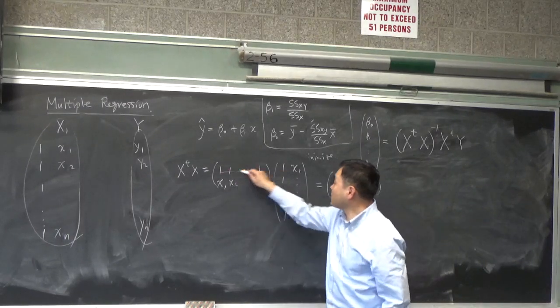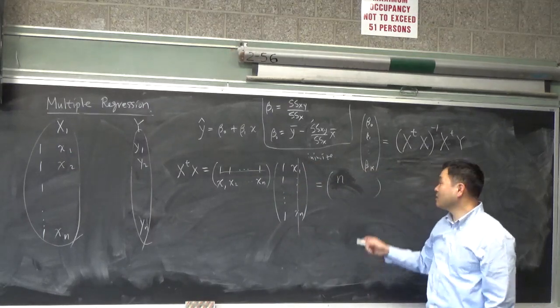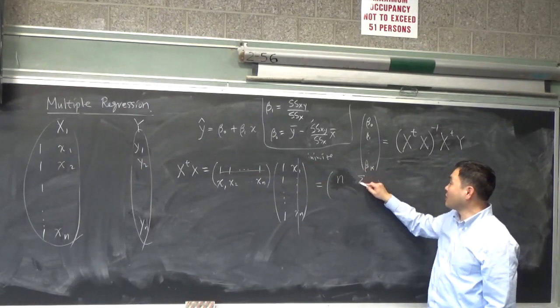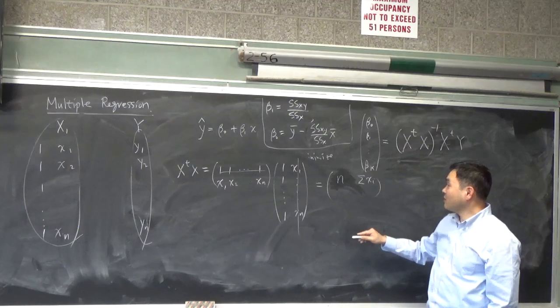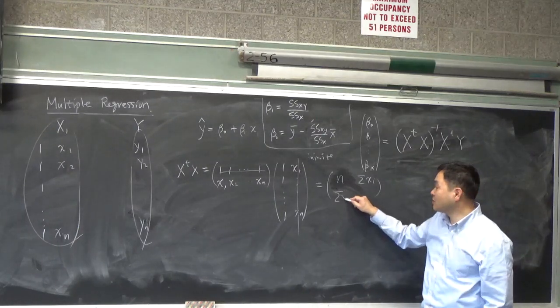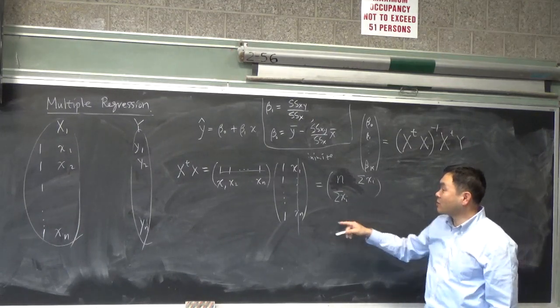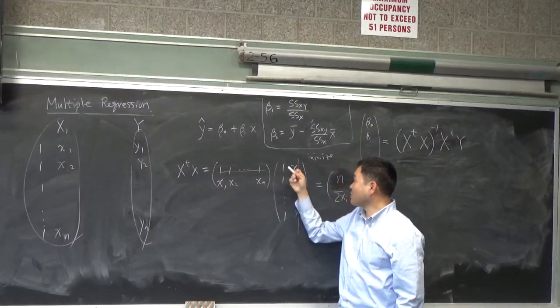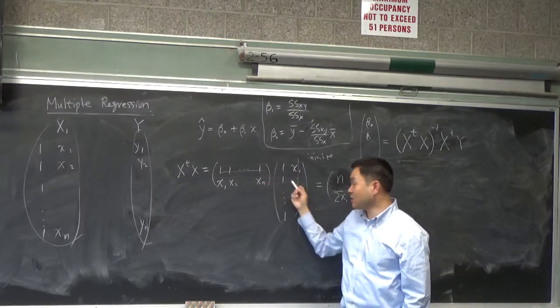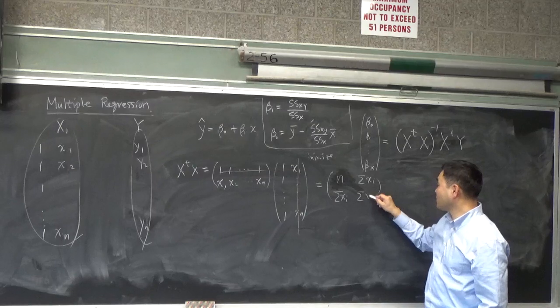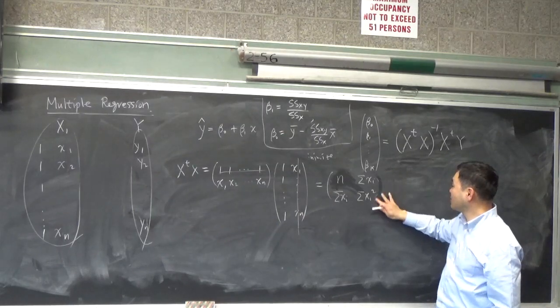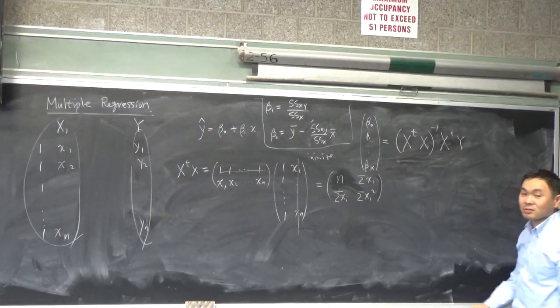And then if you do this times this, what happens? Sum of xi's, right? And same thing happens here as well. How about the last one? x1 times x1, just like that, right? So sum of x squared. Okay. That's what you get.